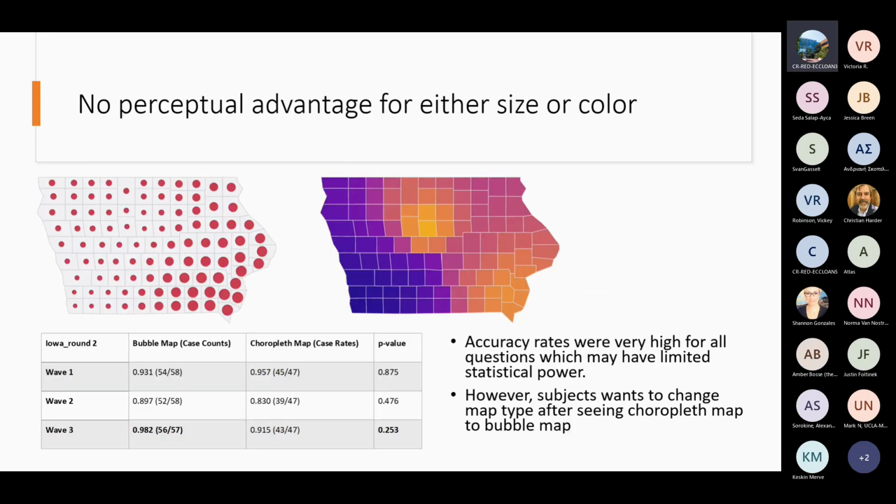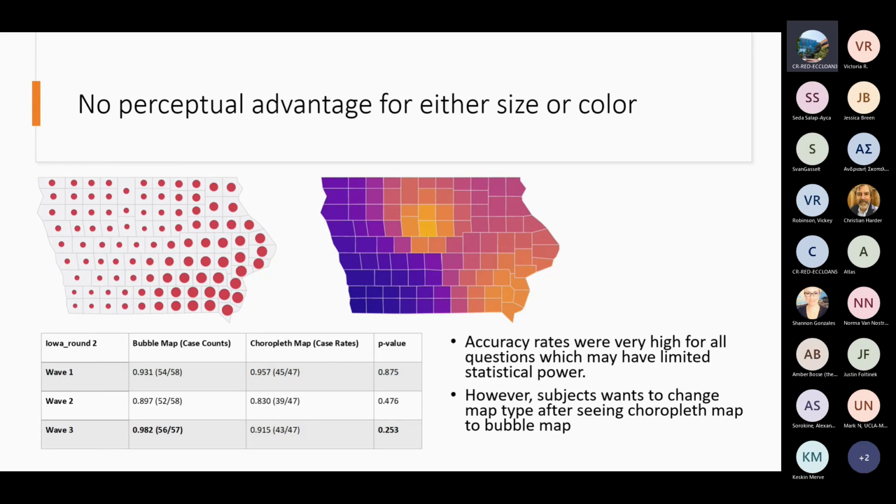And we move on to the effectiveness of size and color. Results didn't support a perceptual advantage for either symbol size or color, and subjects correctly identified the peak district for each wave with nearly the same frequency regardless of the visual variable. However, the bubble map in waves 2 and 3 performed slightly better than the corpus map, weakly suggestive of a possible perceptual advantage of size over color in the context of animated web maps.